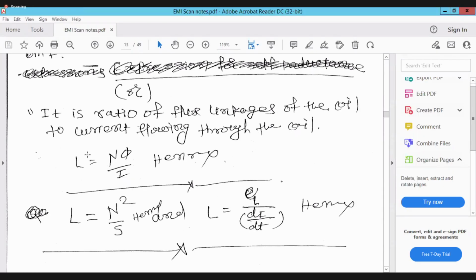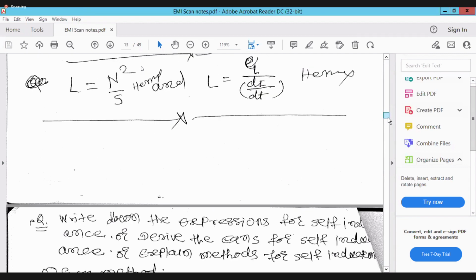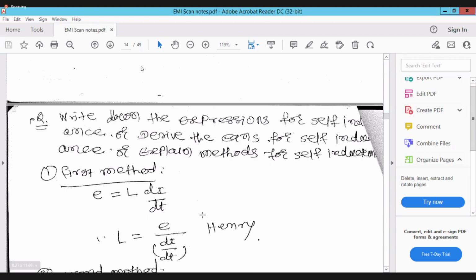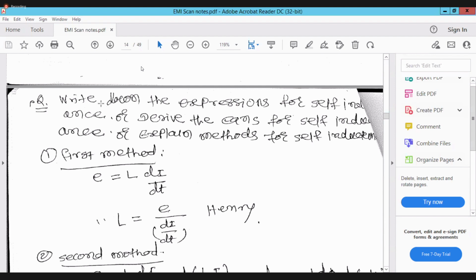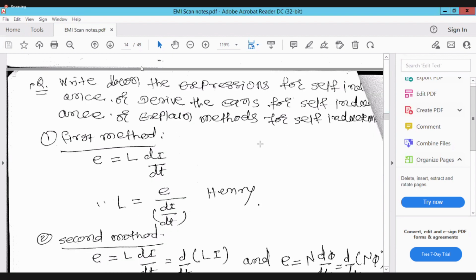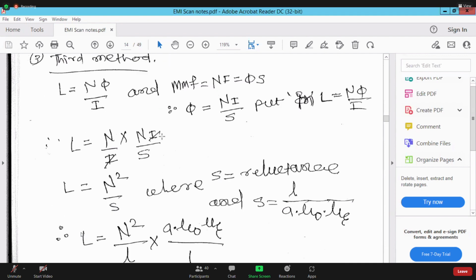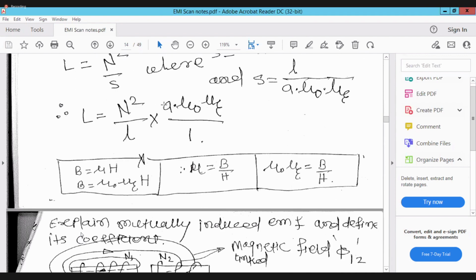देखो इधर 3 फार्मूला लिखे हैं मैंने. N phi by I, N square by S, L divided by di by dt. This is self induced EMF and self inductance. Formula कैसे पूछ सकते हैं क्वेश्चन फार्मूले के ऊपर? Write down the expressions for the self inductance, or derive the equations for the self inductance, or explain the methods for the self inductance. What are the methods or expressions? See, formulas. N square by S. Okay boys, आया ध्यान में?